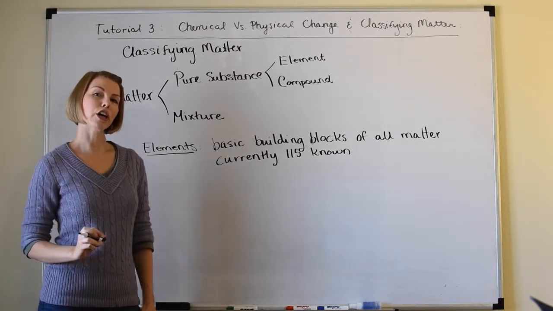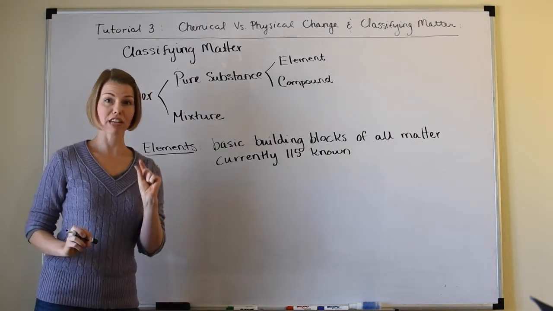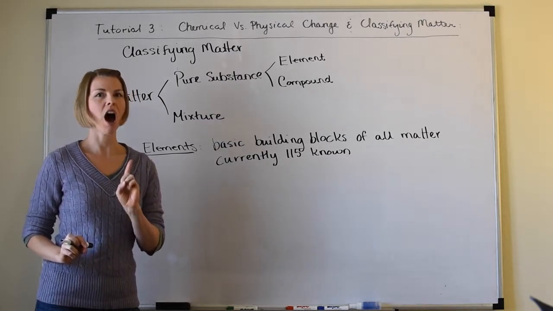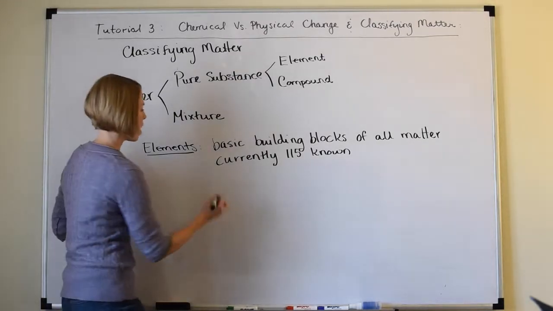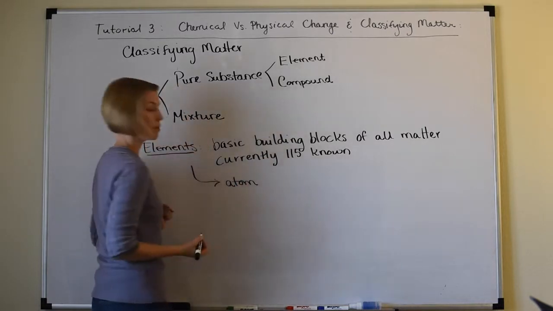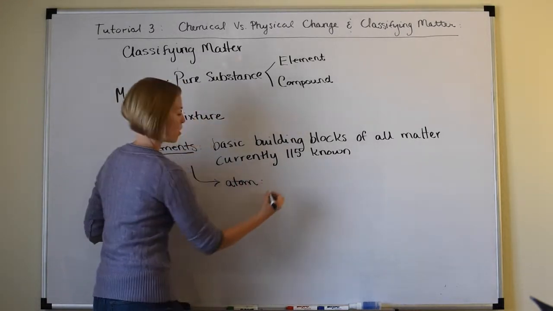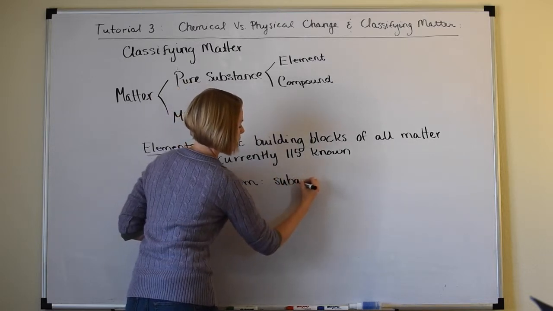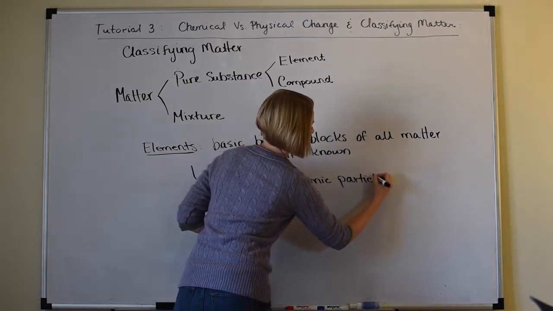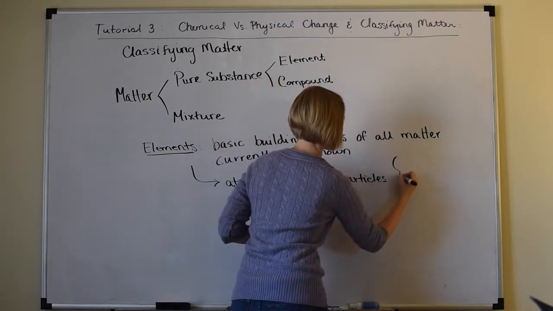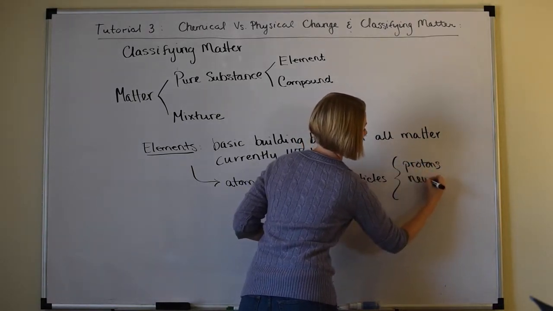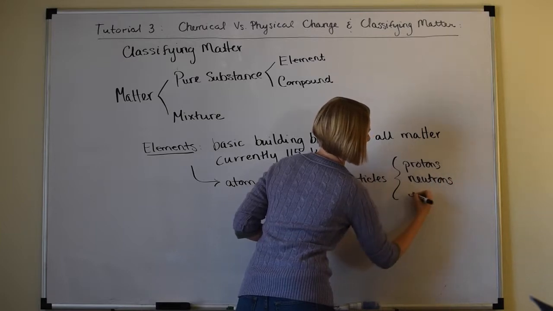Now if you took the smallest piece of an element that could exist and still retain the properties of that element, you would have one atom of that element. And an atom is composed of subatomic particles, protons, neutrons, and electrons.